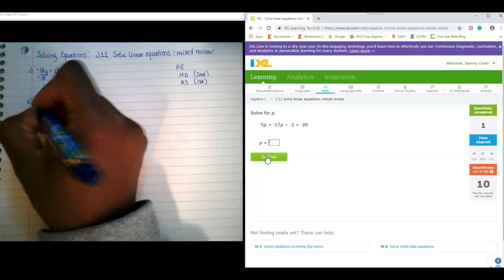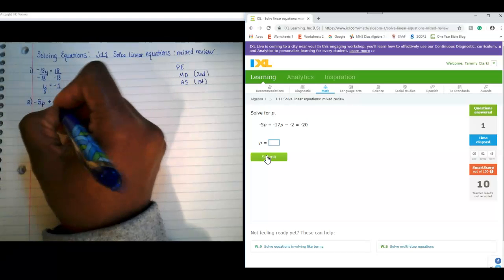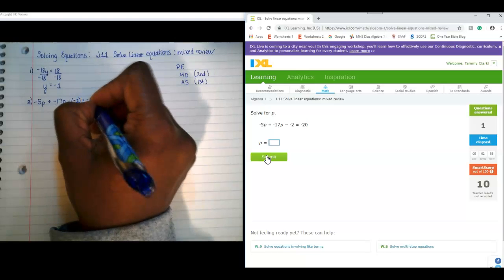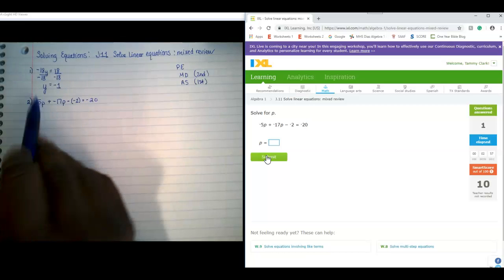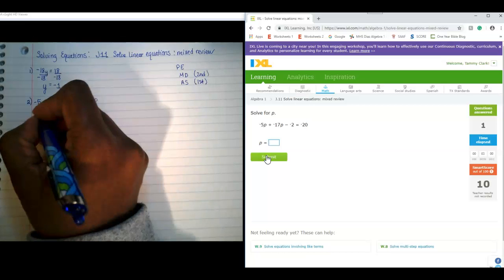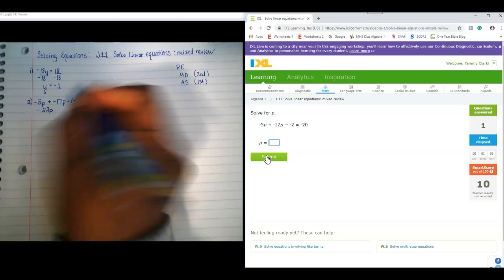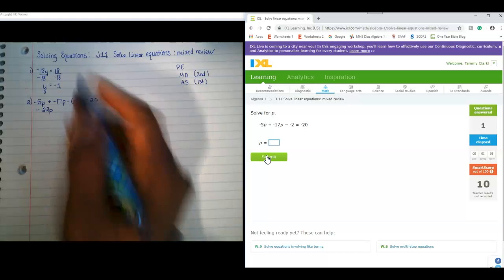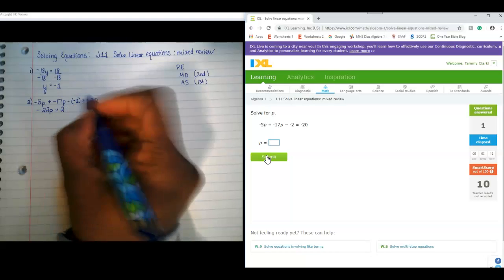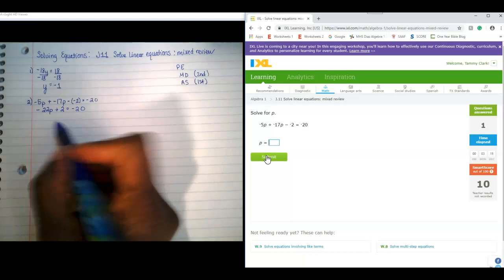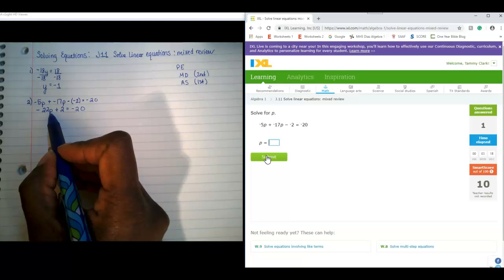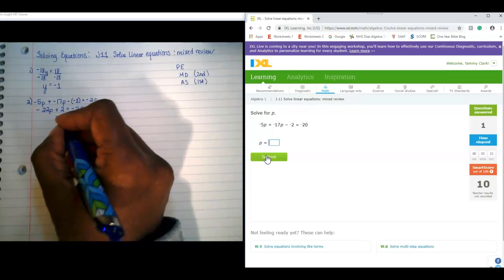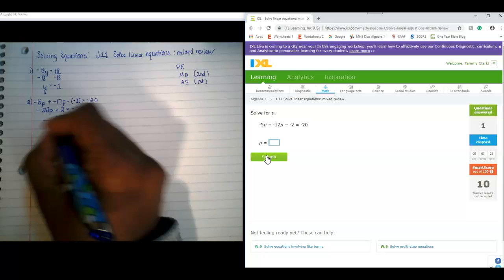Number 2 says negative 5p plus negative 17p minus negative 2 is equal to negative 20. Well, first off, we've got a negative plus another negative, so that's negative 22p. Now, minus a negative. Remember, do not go left. So we're actually adding 2 equals negative 20. Well, I want to isolate this p. So to do that, I'm going to actually subtract first. So minus 2 on both sides of the equation.